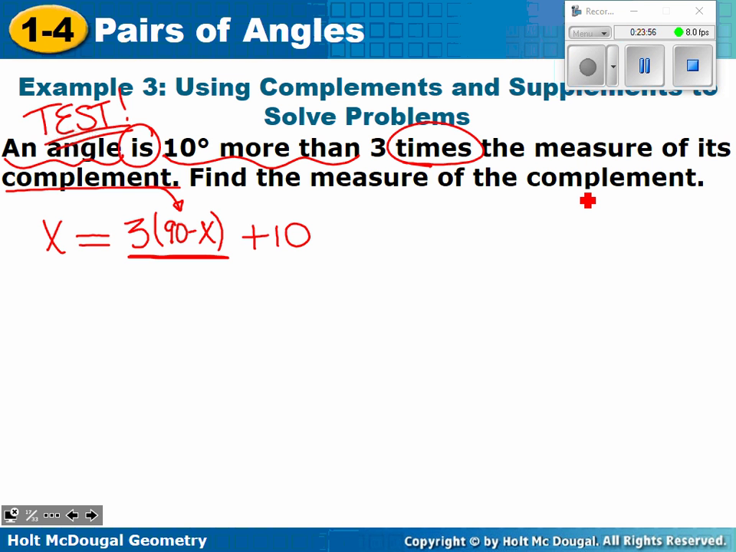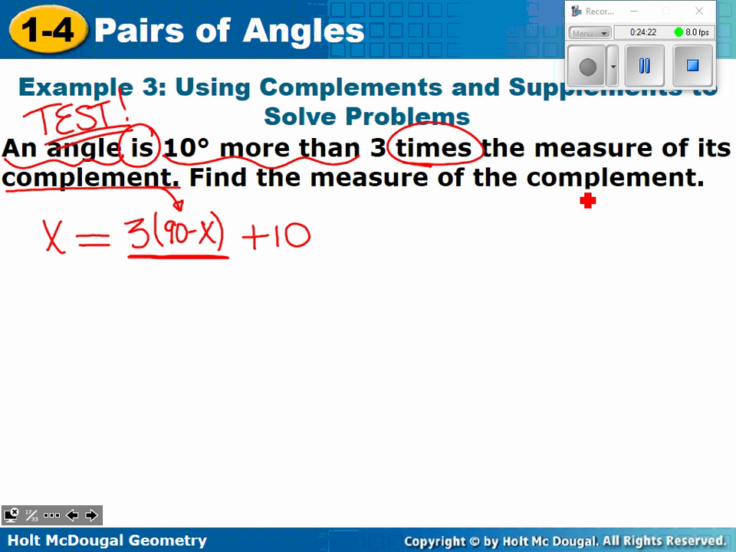Okay, this is one way you could work it. We'll look at another way in a minute. Is everybody following me here? Is equals, more than we're going to add, less than what would we do? Subtract, times means to multiply, and if you don't know what something is, call it a variable. If you see complement, you're going to put 90 minus x. If you see supplement, you're going to put 180 minus x, or whatever you've called your angle.